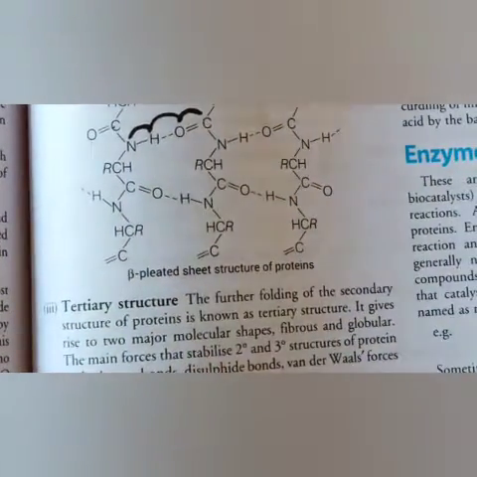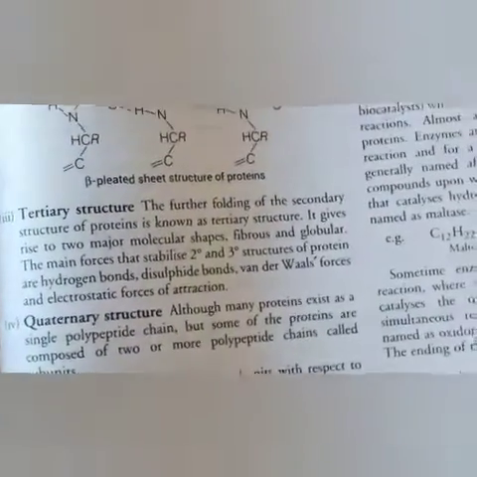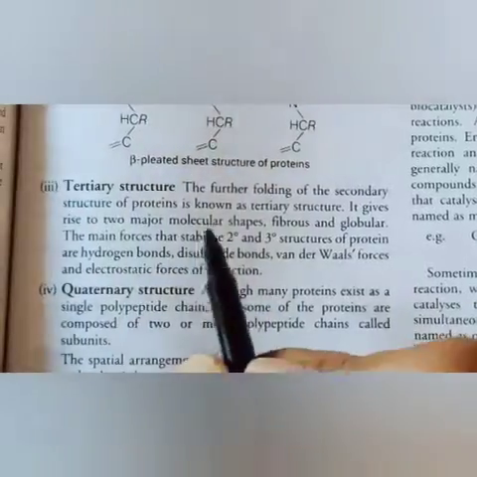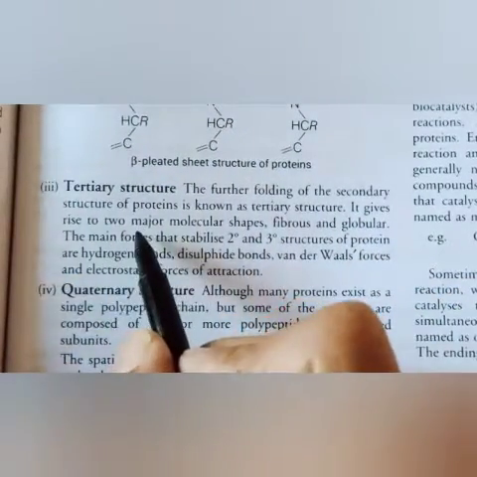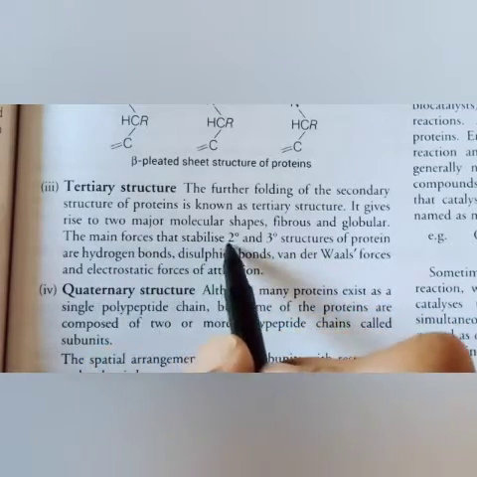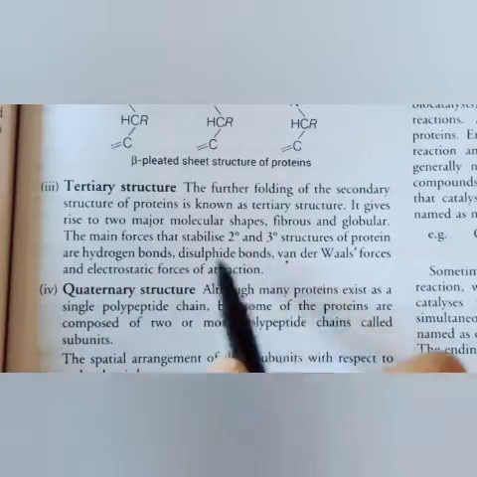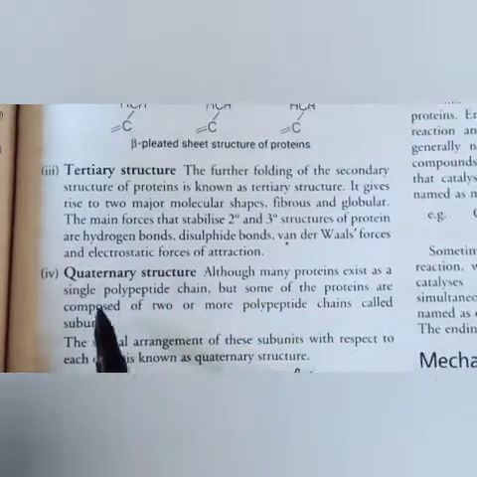This is beta pleated. Now after this, the tertiary structure: the further folding of the secondary structure of protein is known as tertiary. Further folding, if one more fold comes, that is called tertiary structure. It gives rise to the two major molecule shapes, fibrous and globular. The main forces stabilizing the secondary and tertiary structure of protein are hydrogen bonds, disulfide bonds, van der Waals forces and electrostatic forces of attraction.